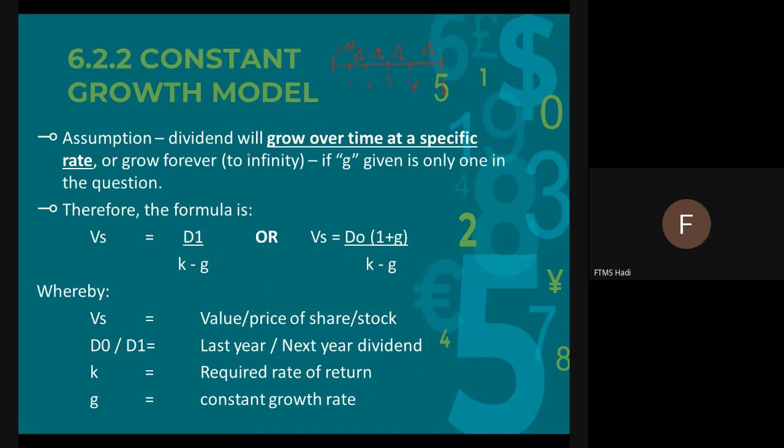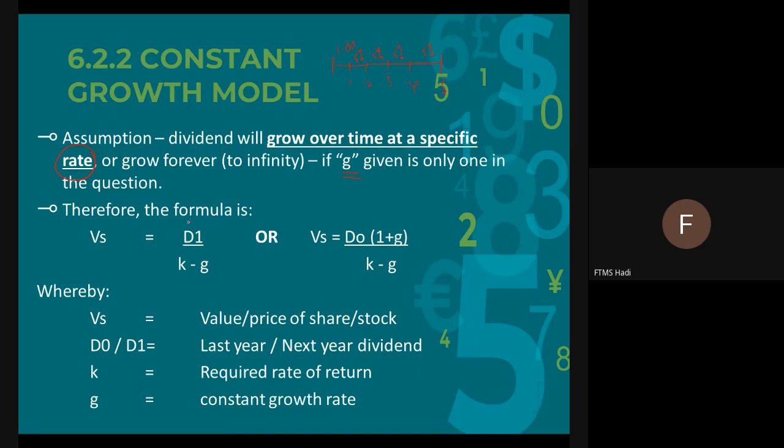This one assumes the dividend will grow over time at a specific rate, or grow forever until infinity. Until the end, the growth rate is still 5%. In the question, usually they give only one G, which is one number, 5% in this case.